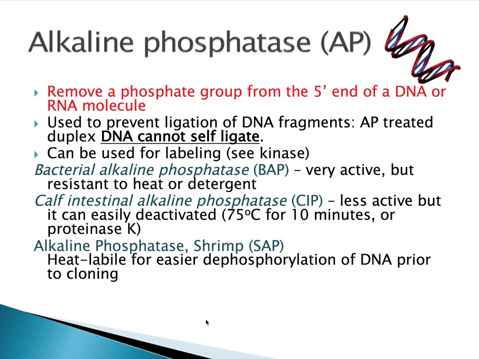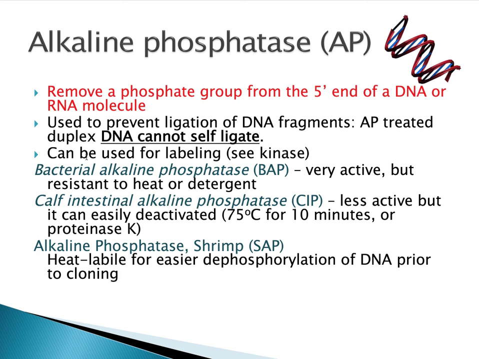All right, so let's start with the phosphatase. A famous one is alkaline phosphatase, or AP. This removes the phosphate group from the 5' end. Now, what do we use it for? Most of the time we use it to prevent ligation. So if you treat the DNA fragments with AP, you cannot ligate them after, because they're missing the phosphate group.